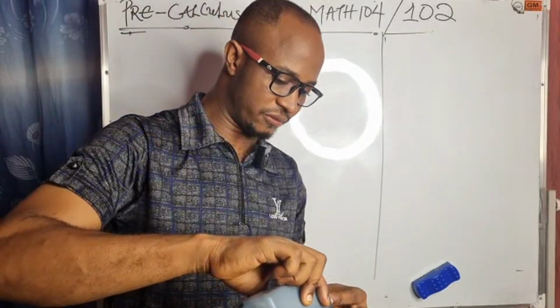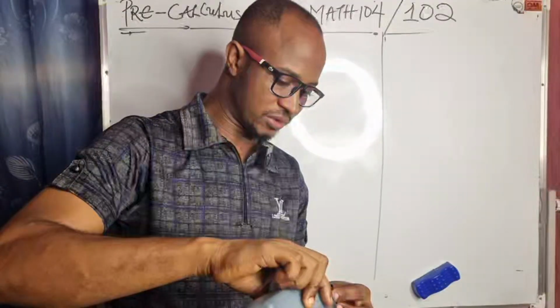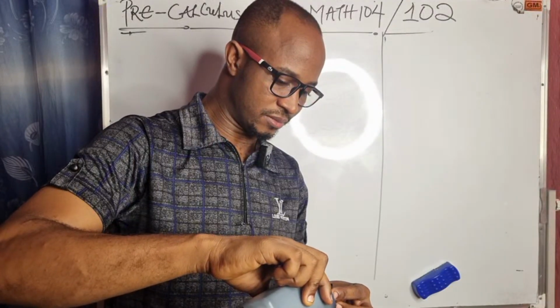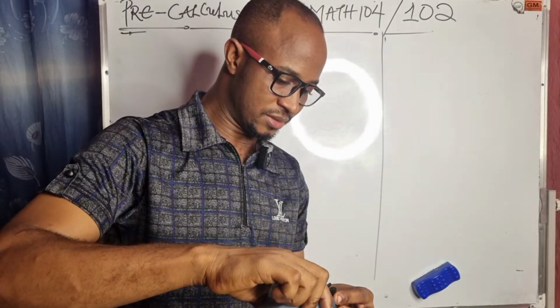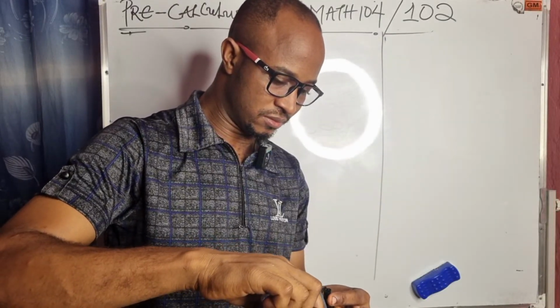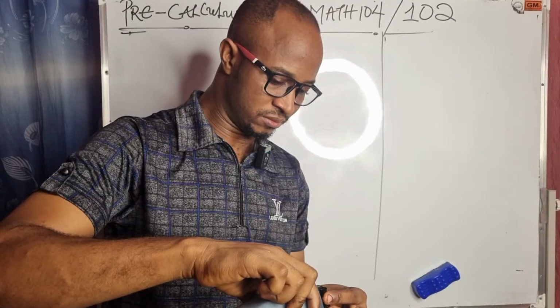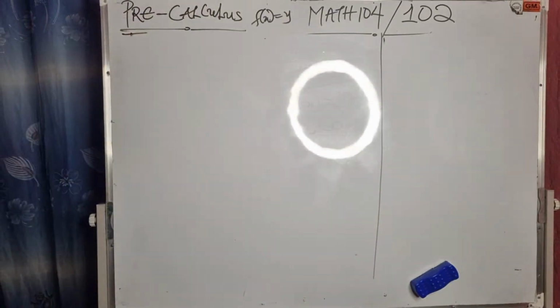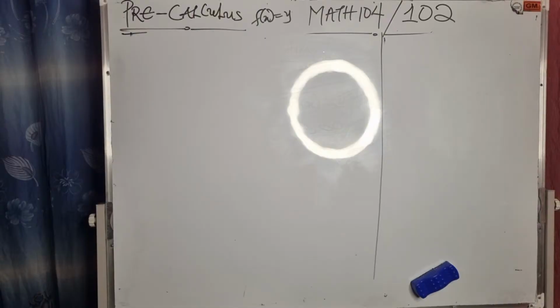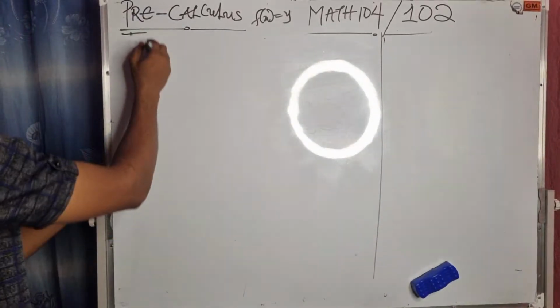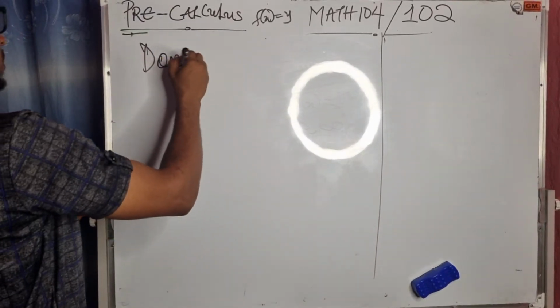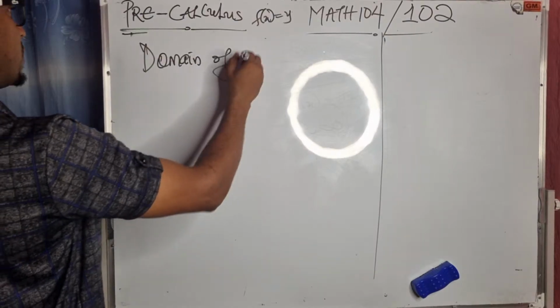Let's look at the domain of a rational function. All right, let's see an example.